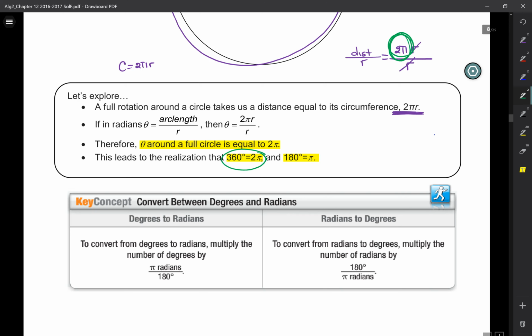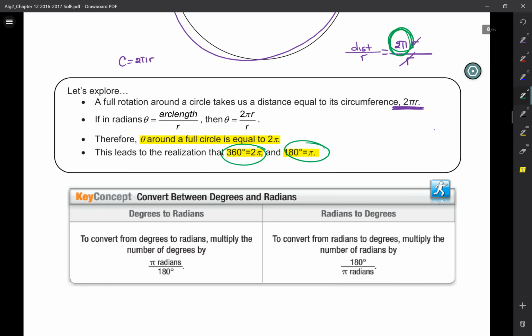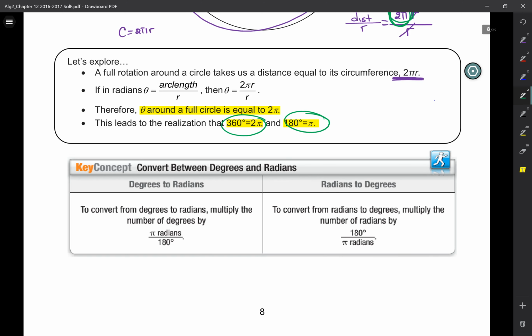You guys have a question? The angle around a full circle is 360. In radians, it's 2 pi. If you divide both sides by 2, 180 corresponds to pi. Now, those you have to take with you. You just have to know that 180 and pi correspond because 360 and 2 pi correspond. So that is how you're going to convert between degrees and radians.